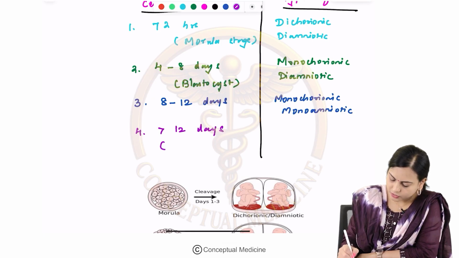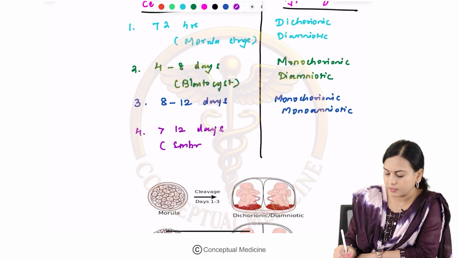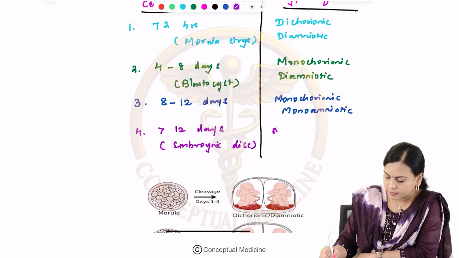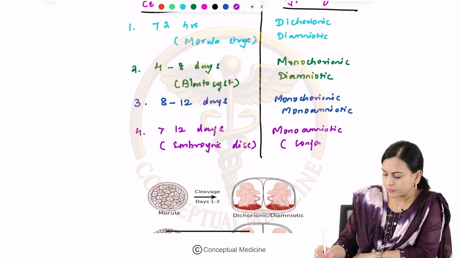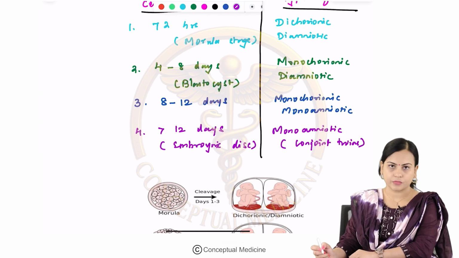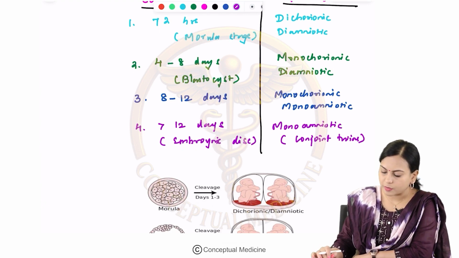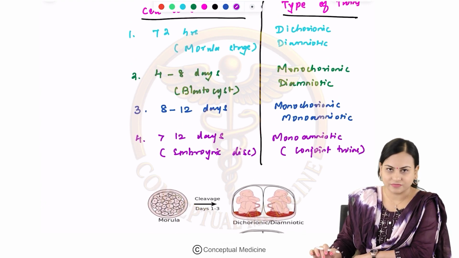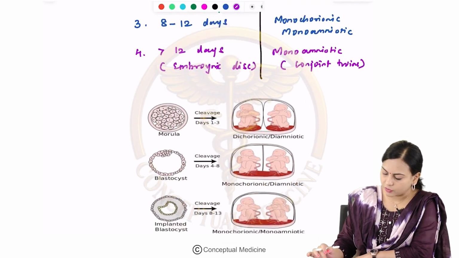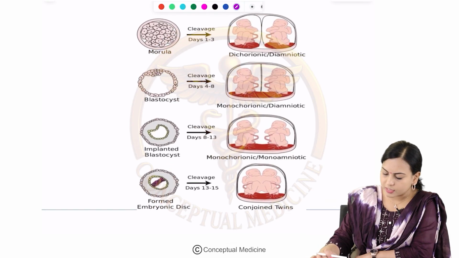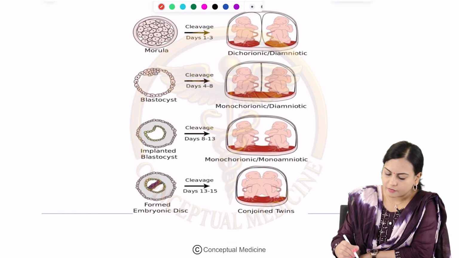So this is the stage where the embryonic disc is formed, right? So we'll be getting monoamniotic twins only, but this will be a conjoined twins type, right? So you have to remember this with the duration as well as the type of twin gestation, okay? So for better understanding, if you see this pic, you will be able to understand well.